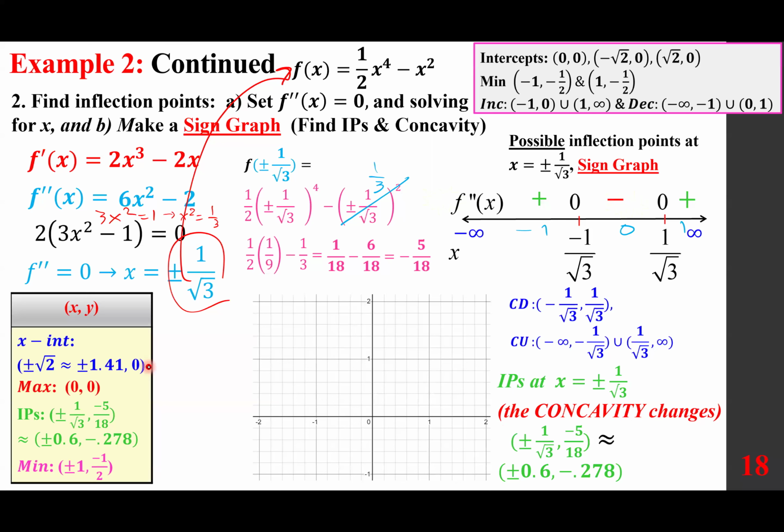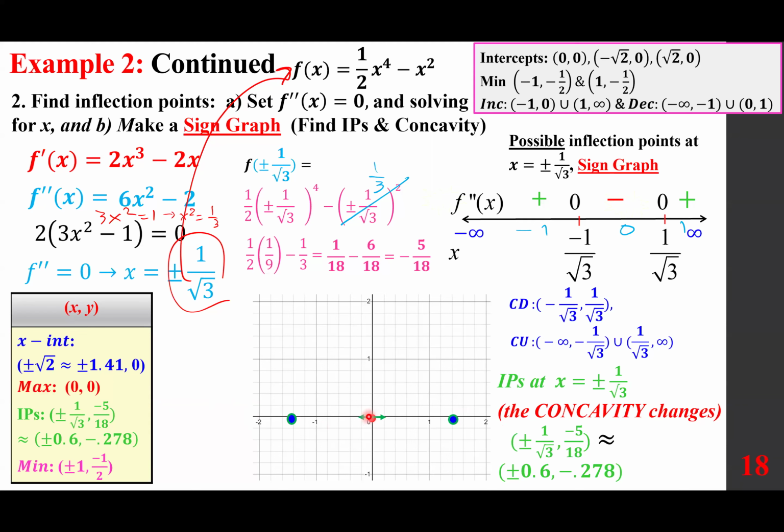Okay, square root of 2 means about 1.4, so negative and positive. So this is negative 1, this is negative 2. So negative 1.4 roughly there, positive roughly here. Okay, we got those. (0, 0), of course, is here. And because it's a maximum, we have a double arrow.